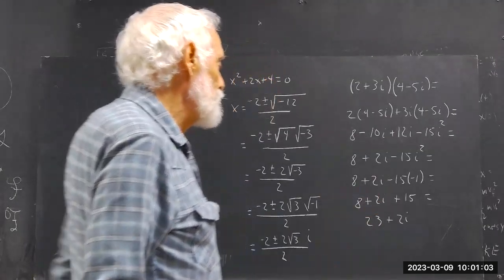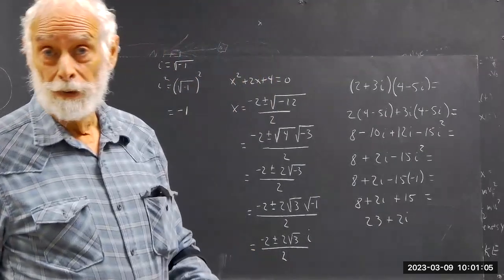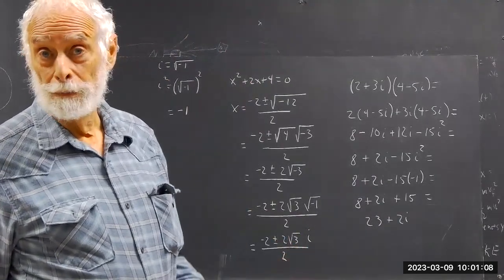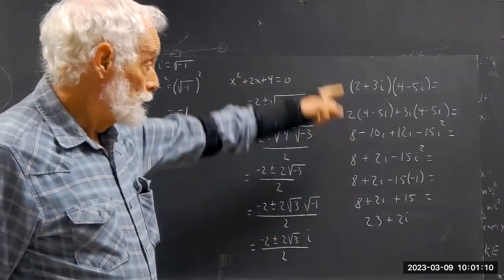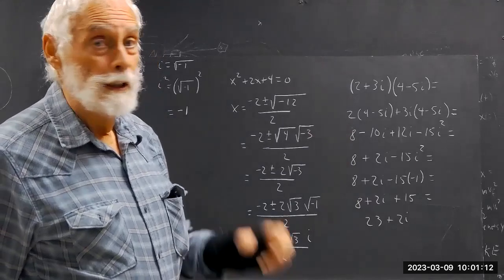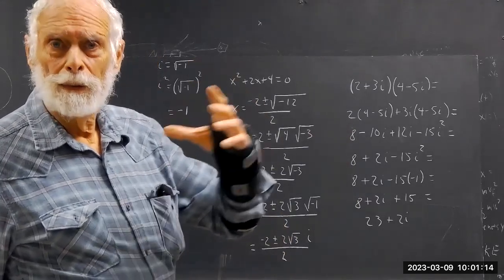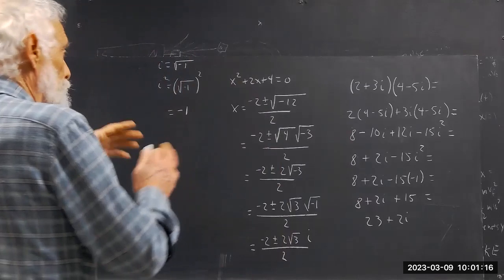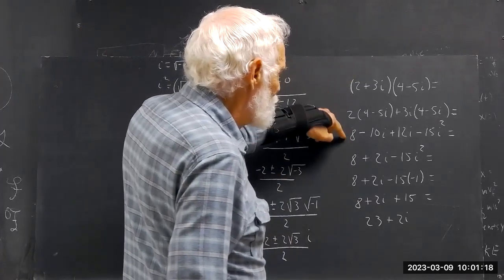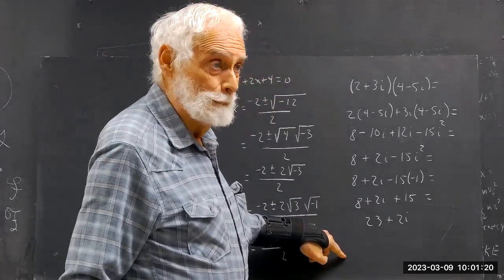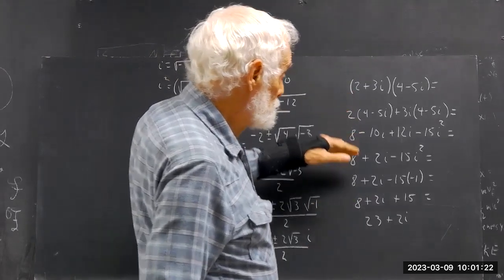Okay, that's how you multiply complex numbers. Adding and subtracting is real easy. Multiplying is not difficult if you use the distributive law and keep your wits about you, okay? And don't skip steps. Write it out this way. Try to write it out like this, okay? Boom, boom, boom, boom, boom.